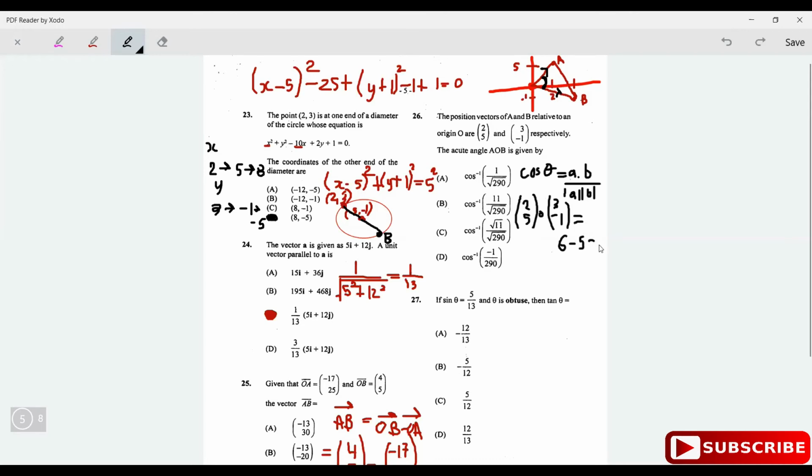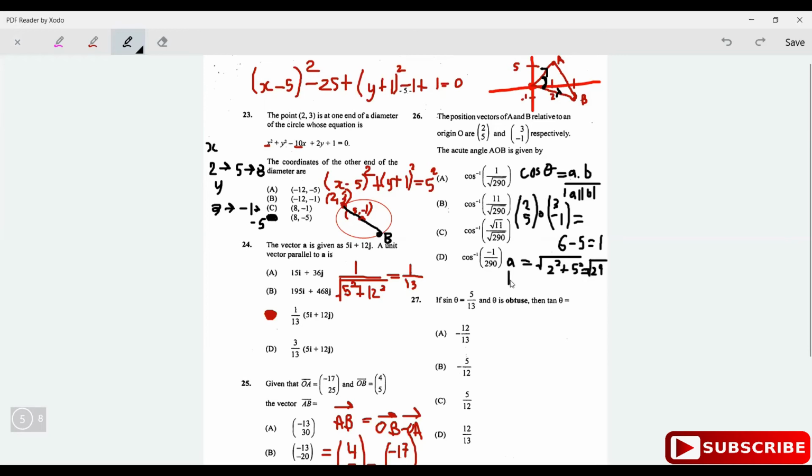And so that works out to be 1. Now we need to find the magnitude of A. The magnitude of A is going to be equal to the square root of 2 squared plus 5 squared. 2 squared plus 5 squared is 4 plus 25, which is 29. And so the magnitude of A is the square root of 29.